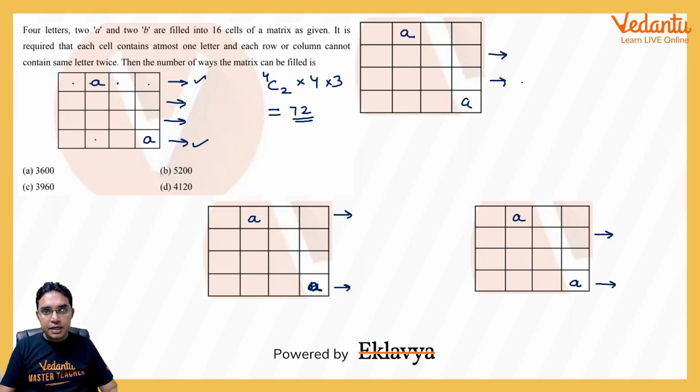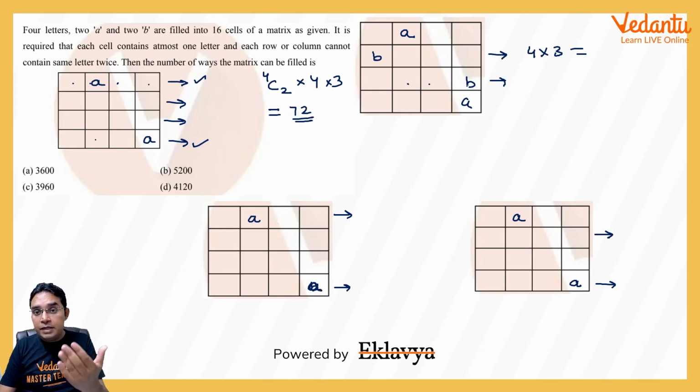Now in the first case you can see, to place 2 B's would be 4 into 3 directly, isn't it? Because in my first row I have 4 ways, maybe let us put B here, and then I will have 3 ways to fill the other B, and I can place it at any place. So the total number of ways will be 12 to fill B, such that they come in those 2 rows in which the 2 A's have not taken place.